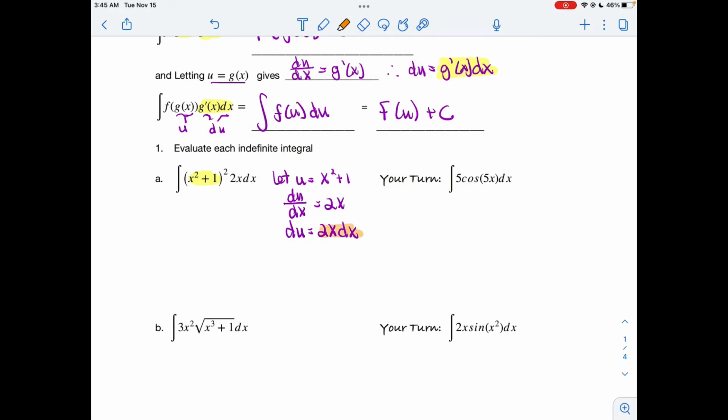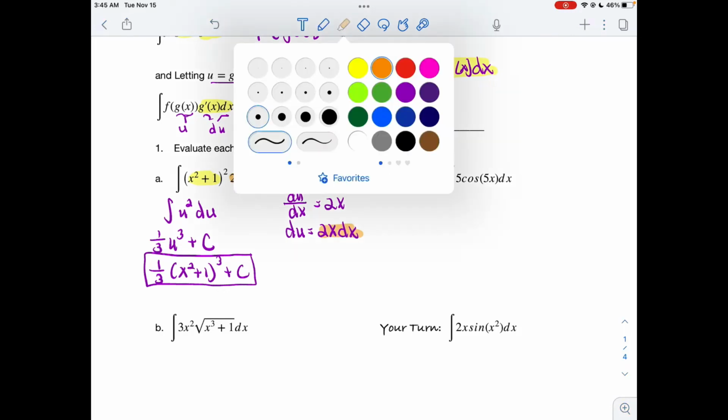Now, conveniently, our 2x dx is given to us in our problem, so we can rewrite this as the integral of u squared du. And then we just integrate u squared, which is 1/3 u cubed plus c, and then finally go back to your original variable, replacing every u with x squared plus 1 to get our final answer. That's how you do the integration by u substitution. All right, I want you to try the next one.